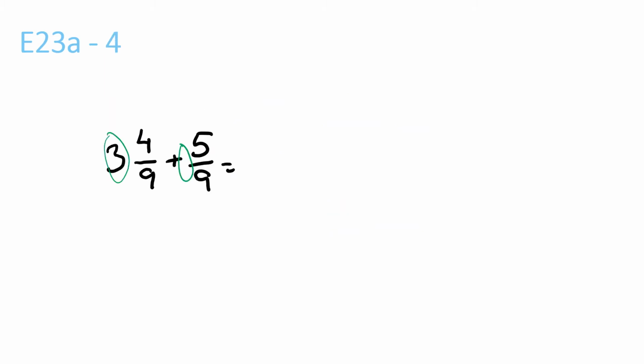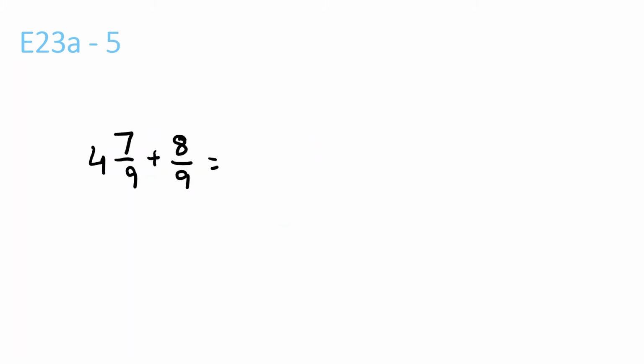3 plus nothing is 3. 4 plus 5 is 9 over 9. Bottom one stays the same. Now that equals, the top and the bottom are both the same, so that's equal to 1. We get the 3. 3 plus 1 is 4. 4 plus nothing is 4. 7 plus 8 is 15 over 9, because the bottom one stays the same.